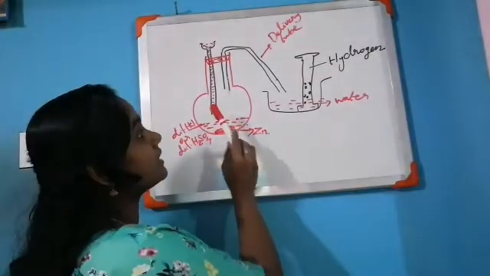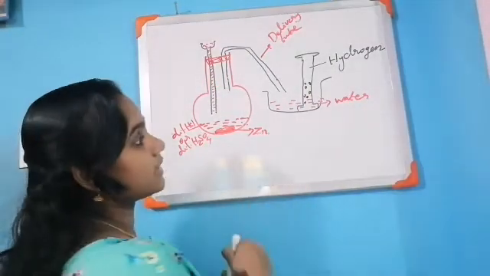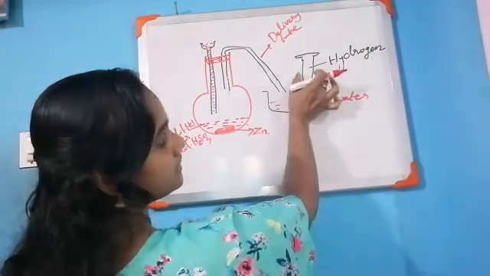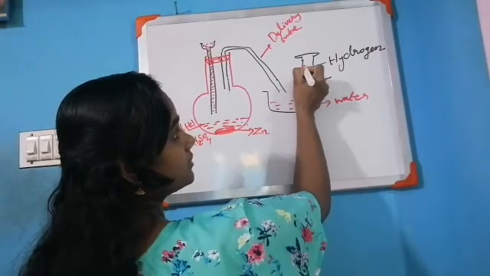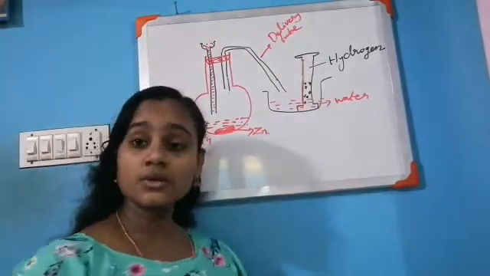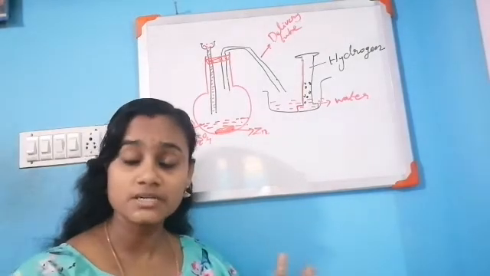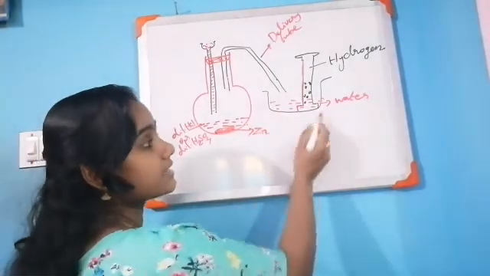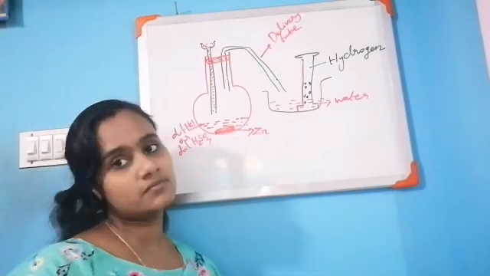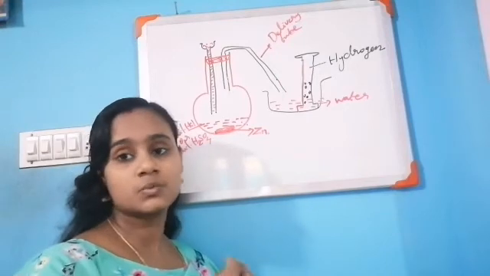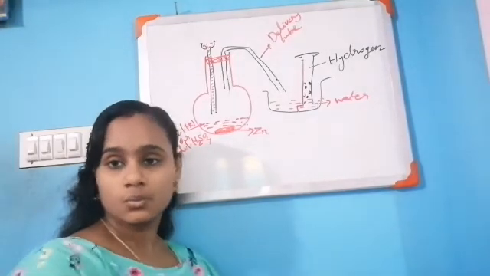So we can collect that hydrogen gas over water. We can see here another container that is fixed invertedly. This method is called downward displacement of water, because this container is filled with water. We use it because hydrogen is sparingly soluble in water. Only a little hydrogen dissolves in water. So we can collect that hydrogen over water.